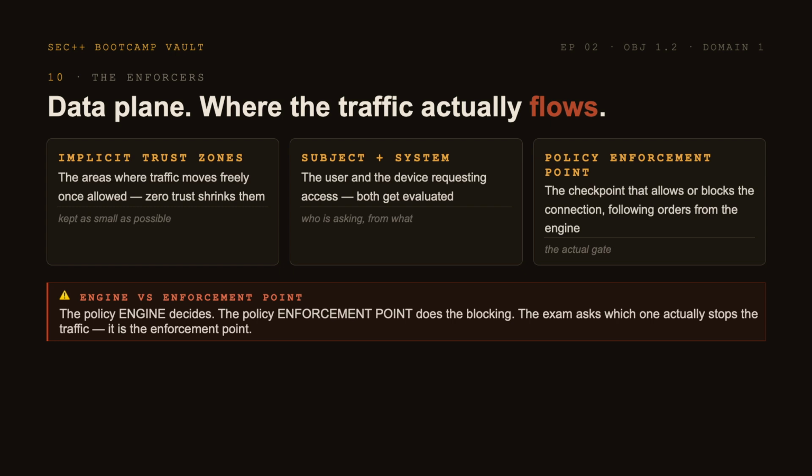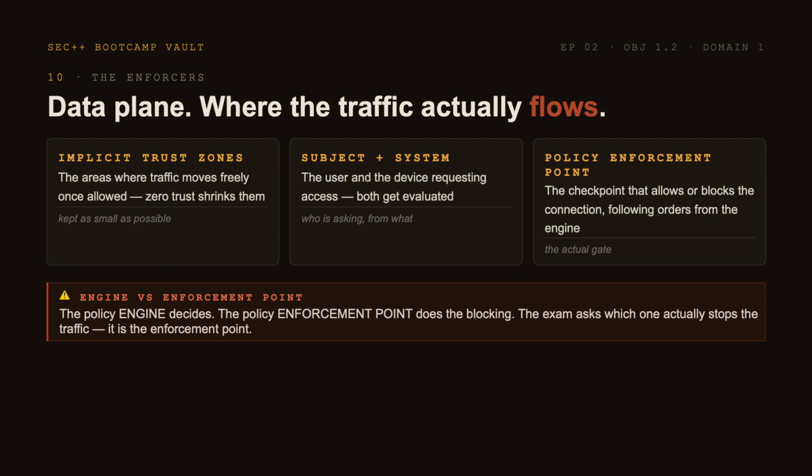Implicit trust zones are the areas where traffic moves freely once it is allowed in. Zero trust keeps those zones as small as possible. The subject and system are the user and the device asking for access. Both get judged, not just the person.